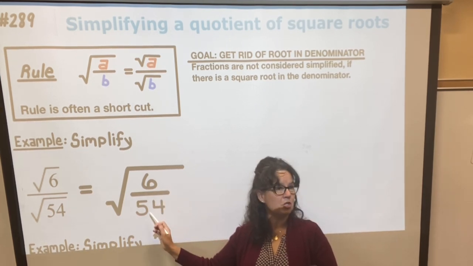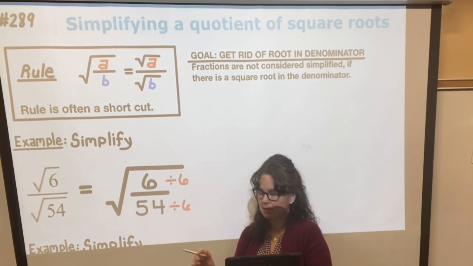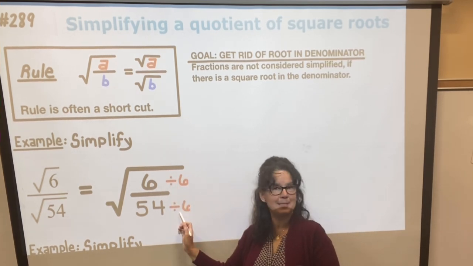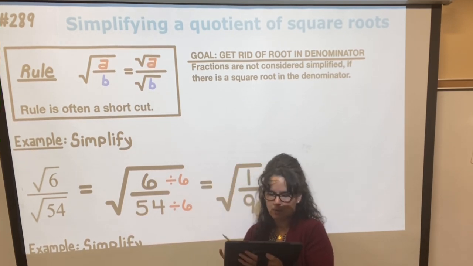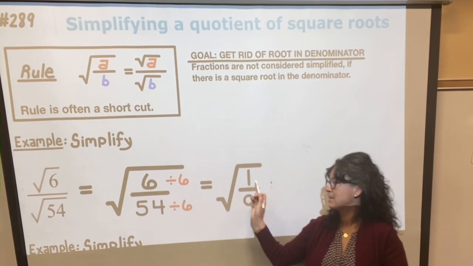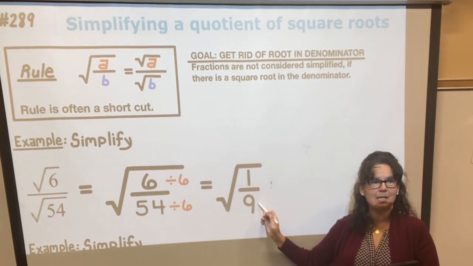Now this fraction simplifies. I can divide both of these numbers by 6. And if I divide both of them by 6, 6 divided by 6 is 1. 54 divided by 6 is 9.